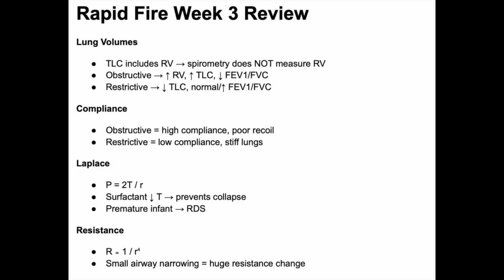The problem isn't getting air out, it's getting air in, so TLC decreases. FEV1 and FVC both fall, but the ratio stays normal or even increases. So now we have compliance. Obstructive disease, especially emphysema, has high compliance. The lungs inflate easily but recoil poorly. Restrictive disease has low compliance, stiff lungs, and resist inflation.